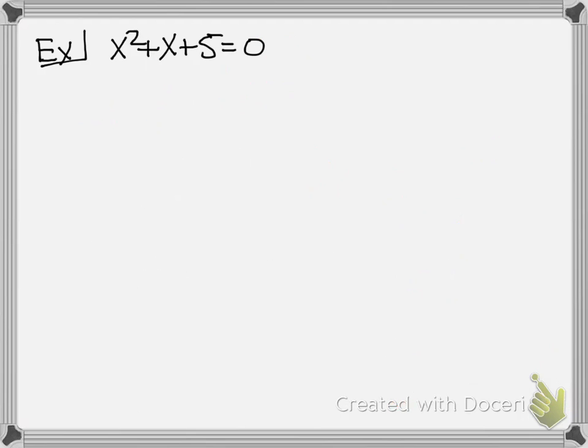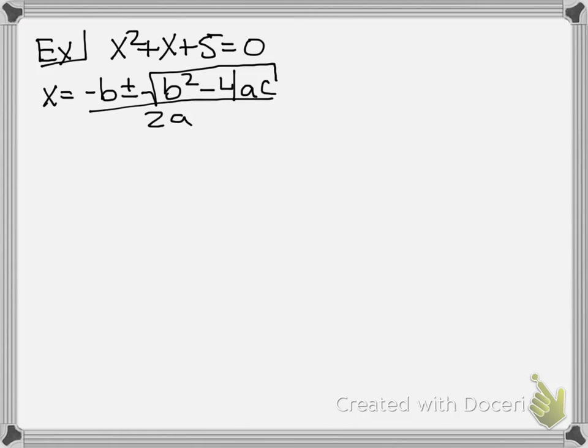Okay. Let's look at another example. Again, this is one that cannot be factored. There's not a number other than 5 and 1 that can be multiplied to get 5, and 5 and 1 don't add or subtract to give us 1 out in the front. So, okay, good. Here's our general solution here again.